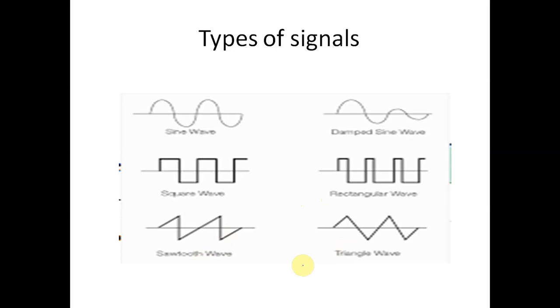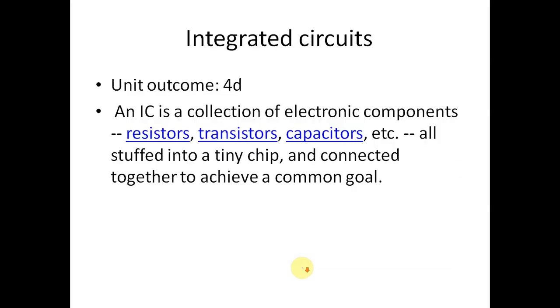In your theory exam, it is asked for 2 marks. State the types of signals and draw the waveforms of the types of signals. For example, draw the square waveform, draw the sine waveform, draw the triangular waveform, etc.